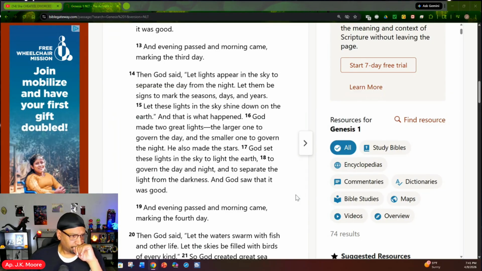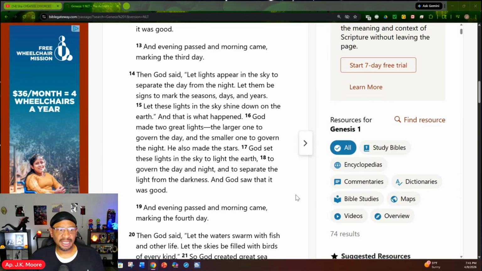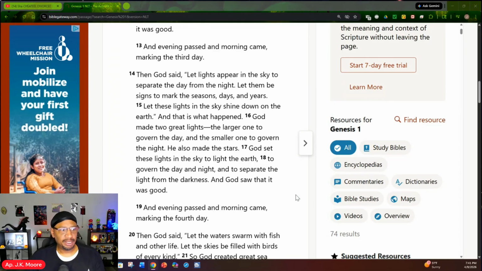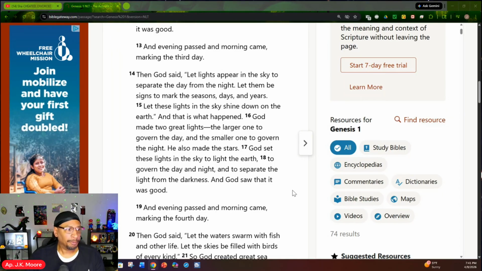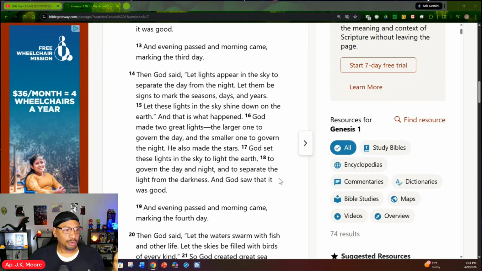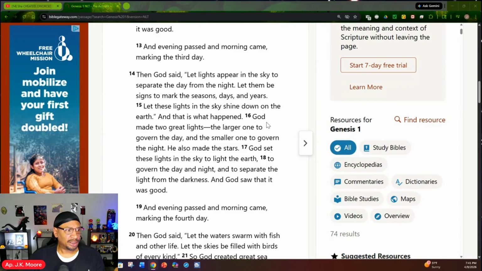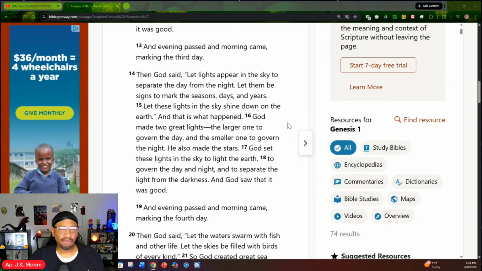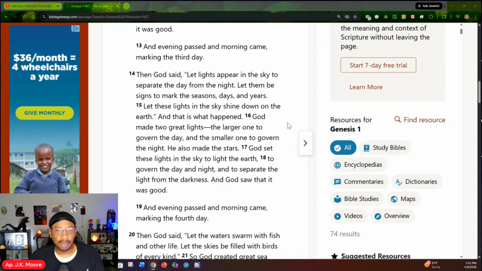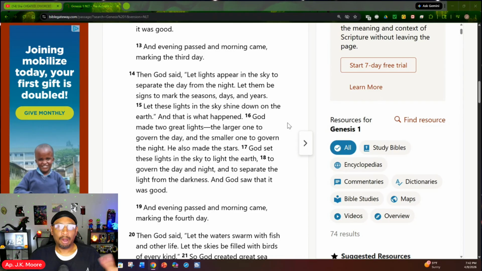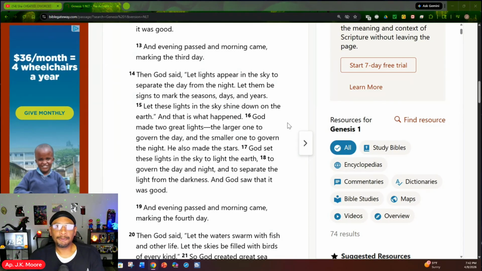Okay. See how they use the word heavens and sky interchangeably there? So these lights in the sky that he's talking about, clearly it's talking about what we call the stars. And the two great ones, in verse number 16, the large one to govern the day and the smaller one to govern the night, is of course talking about the large one to govern the day, what we call the sun, and the smaller one to govern the night, what we call the moon. All these working in tandem and together.